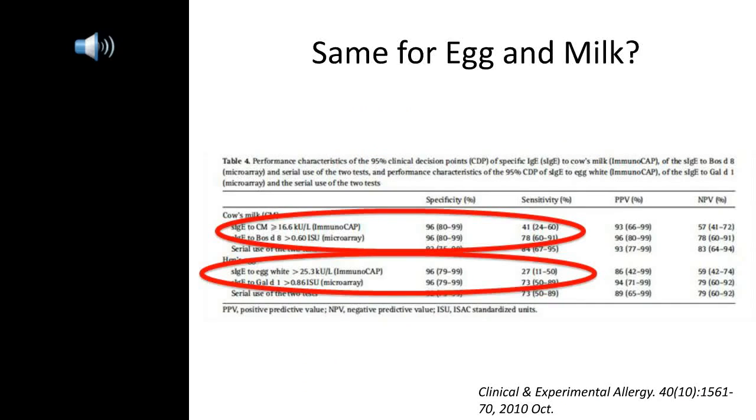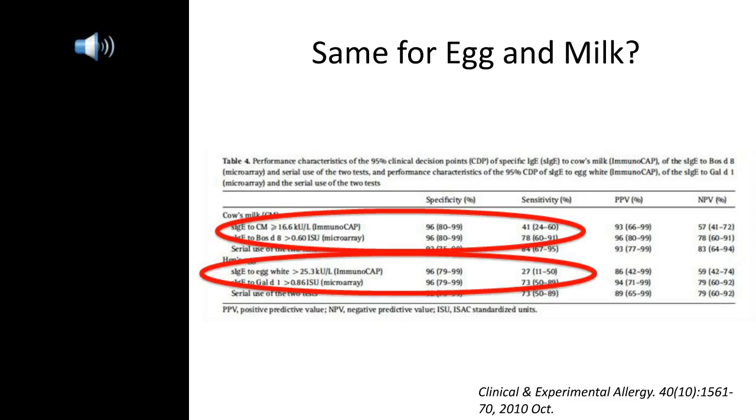Same thing with egg and milk. If we look at the 95% specificity, we still have this 70 or 80% sensitivity with Bos d 8, who will react and be picked up at 95%, but we still have this 20% who will react and are below this cutoff. And once again with Gal d 1 for egg, if we take 95% specificity, we still have 20% of reactors who will be below this cutoff.